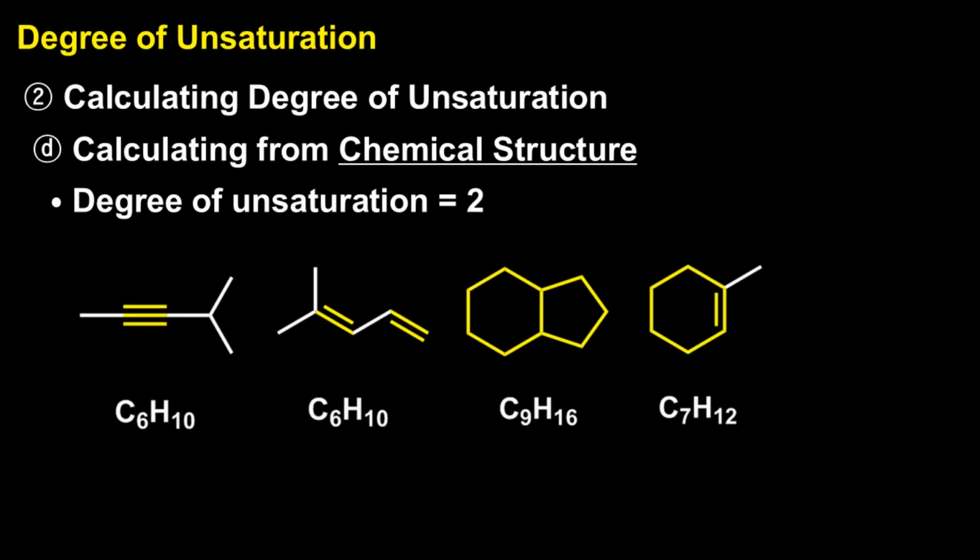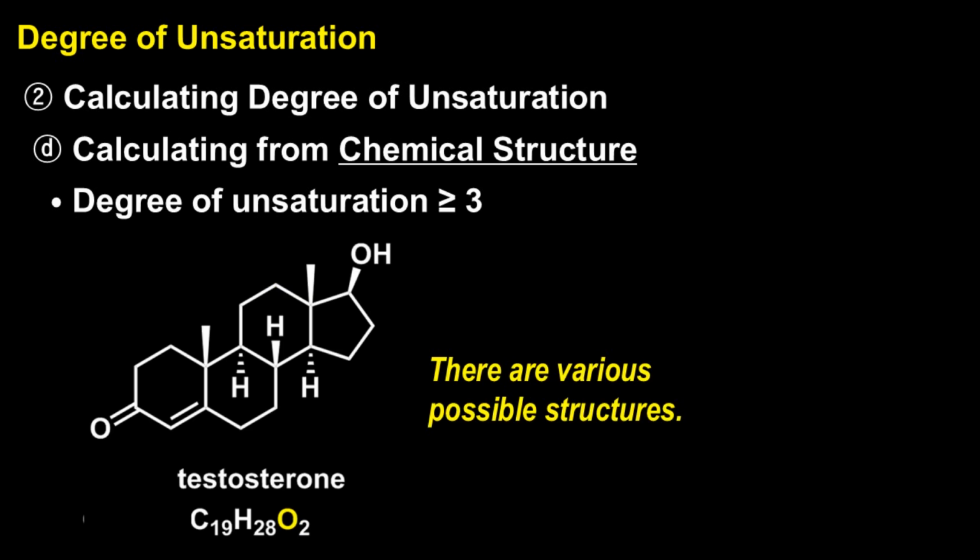Now let's look at a few examples with a degree of unsaturation equal to 2. That could mean 2 double bonds, 1 triple bond, 1 ring plus 1 double bond, or even 2 rings. As you can see, there are multiple structural possibilities that give the same DU value.